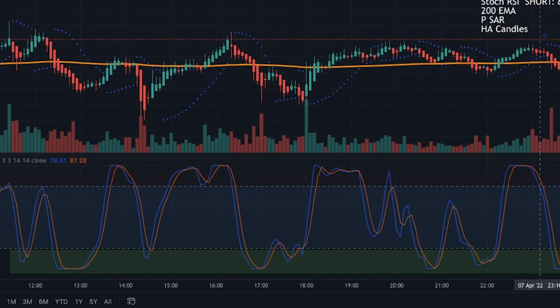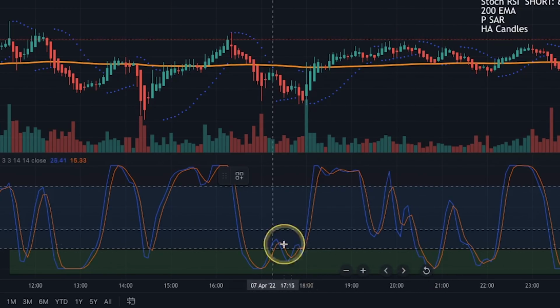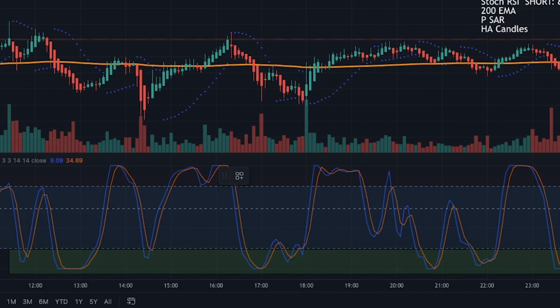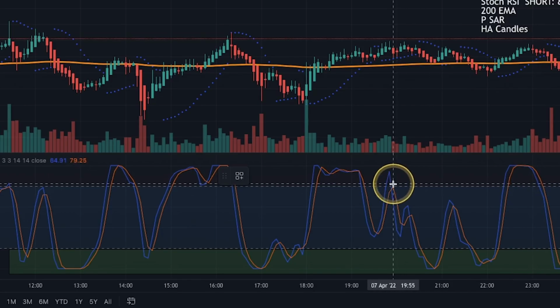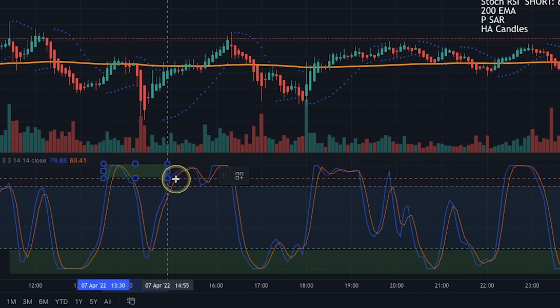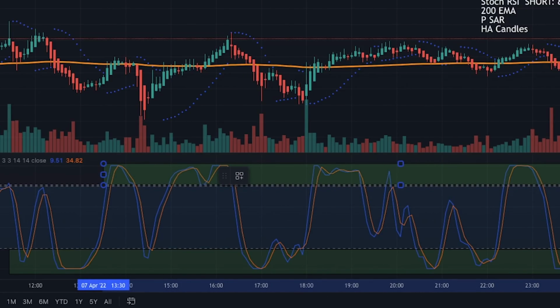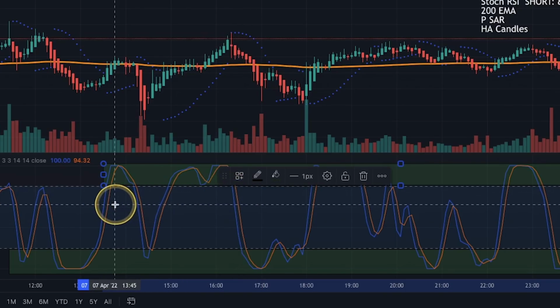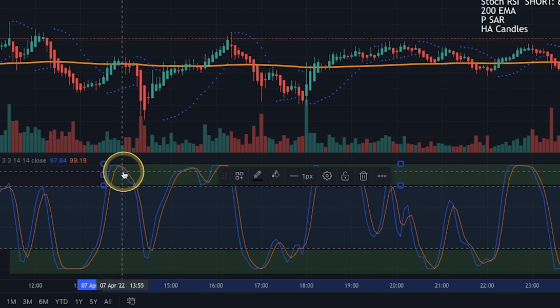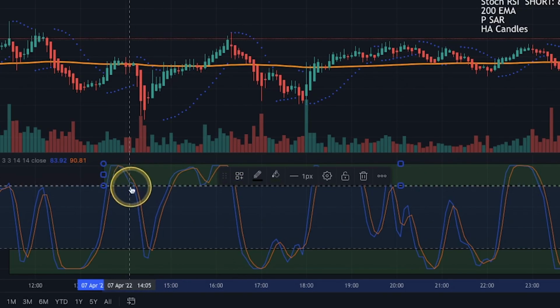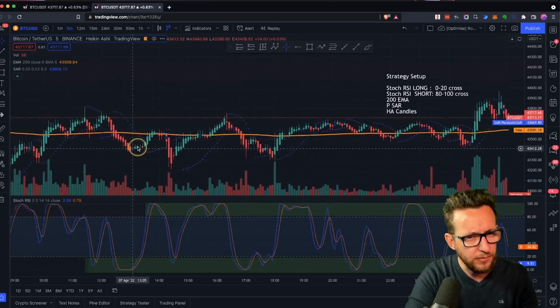Same goes for a short. If we're looking for shorts, we're going to be going for anything that's above the overbought section, so over this 80 line here. Anything over this 80 line here is considered overbought. So we're looking for the orange line to come over the top of the blue line in this section for a short.